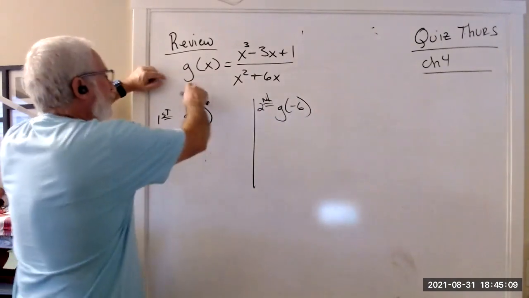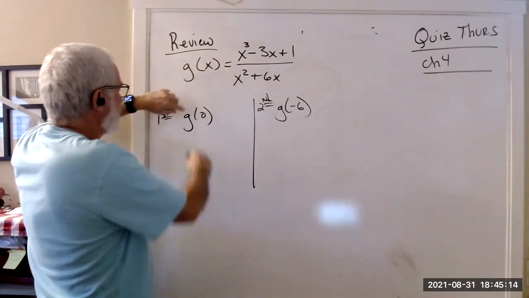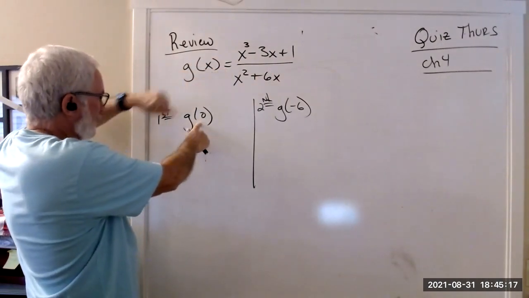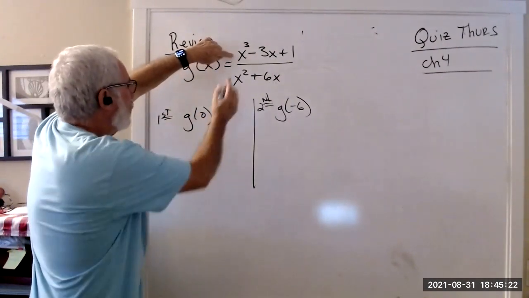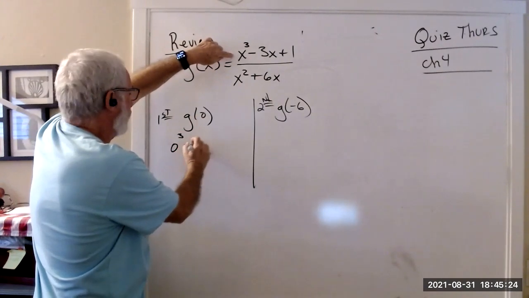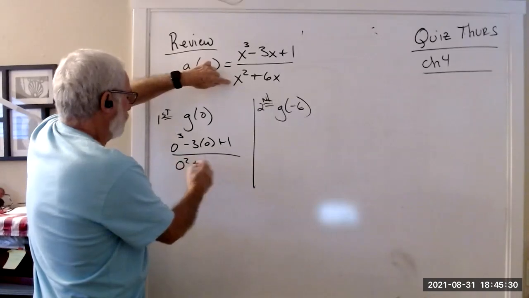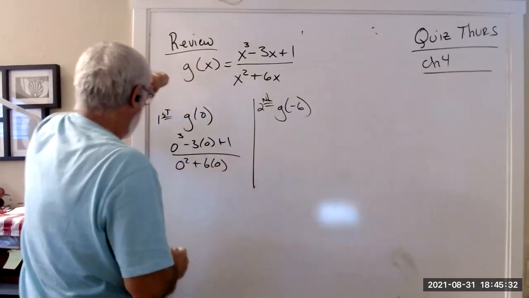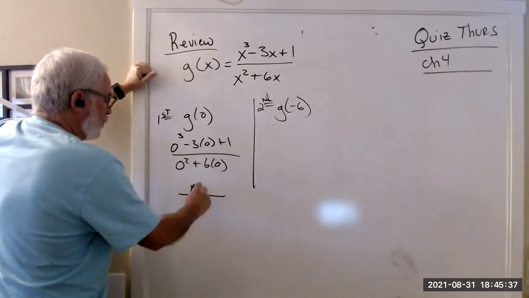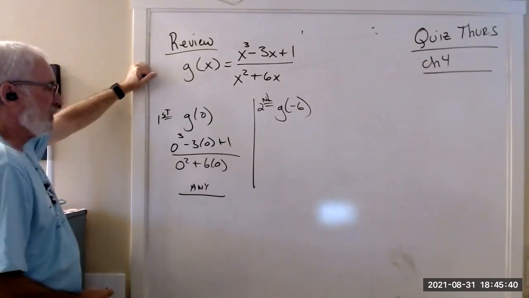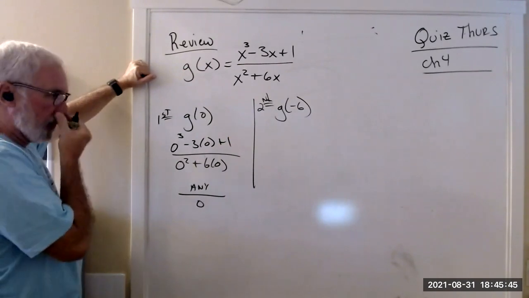So this is a function g of x. Okay, it's defined by this math rule, and when we say g of 0, we're asking you to plug in 0 in place of x. So you plug it in everywhere. You have 0 cubed minus 3 times 0 plus 1 over 0 squared plus 6 times 0. At this point, I don't care what the numerator is. The numerator can be anything. Turns out it's worth 1. But the denominator is worth 0.